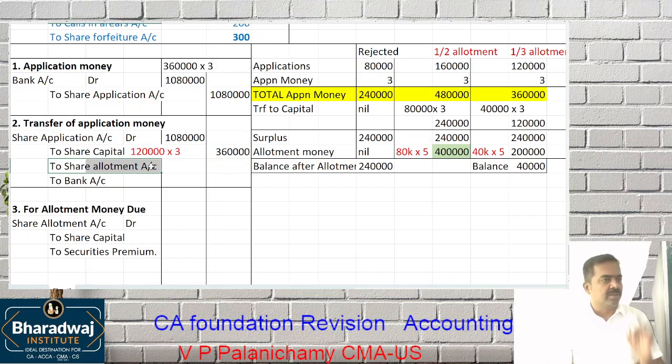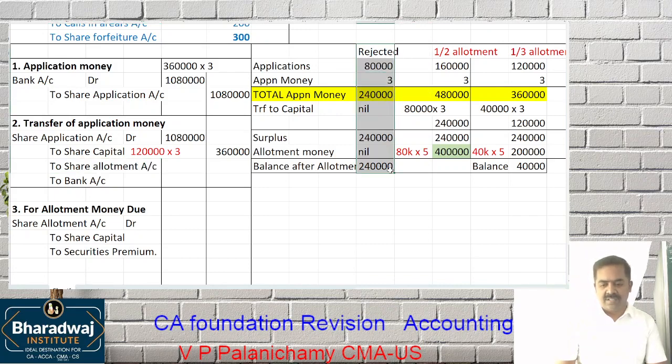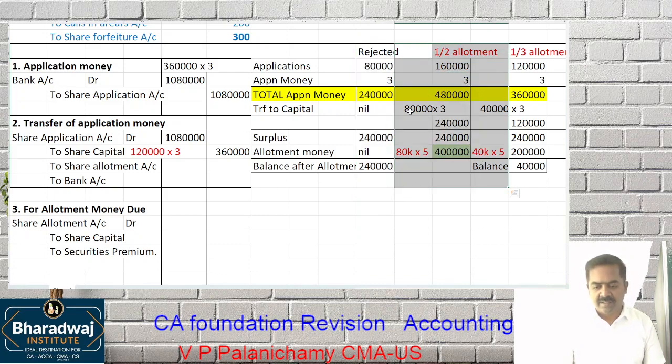To share allotment account, how much surplus should be adjusted? You cannot directly put it like that. Think. 4,80,000? No. It is not 4,80,000. Wait. Look at this. Rejected category. Listen. Don't copy. Wait. Rejected category, no money is due. Look at the 1/2 allotment category. What is the surplus? 1,60,000 into 3 gives 4,80,000. Leave the last category.